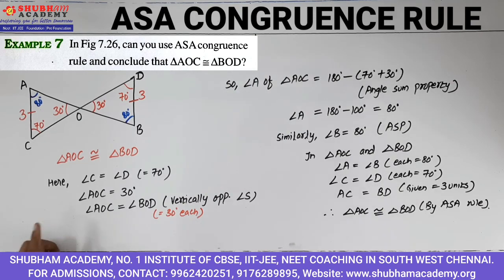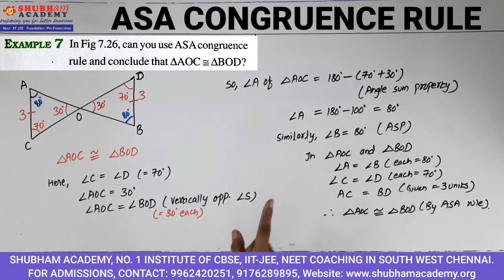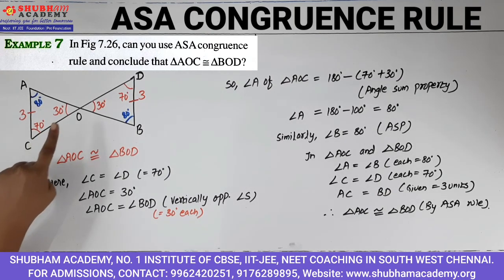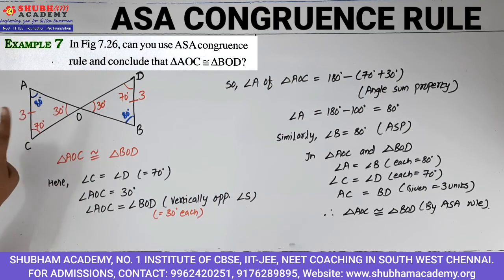This example is very much important, students, because here we have used so many properties: vertically opposite angles, and also the angle sum property. So for these types of questions where two angles are given to you, the third angle you can find out and you can apply the ASA congruence rule for the triangles under consideration.